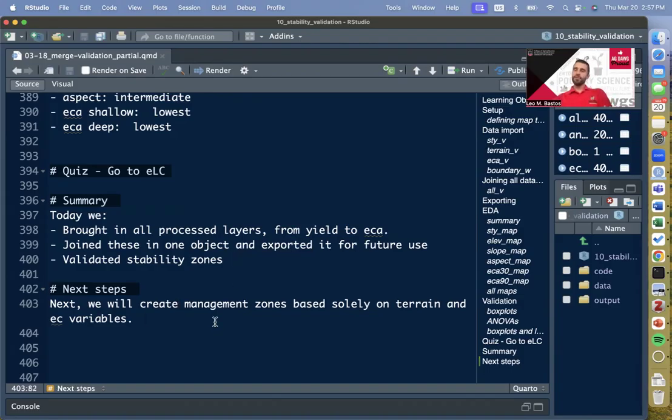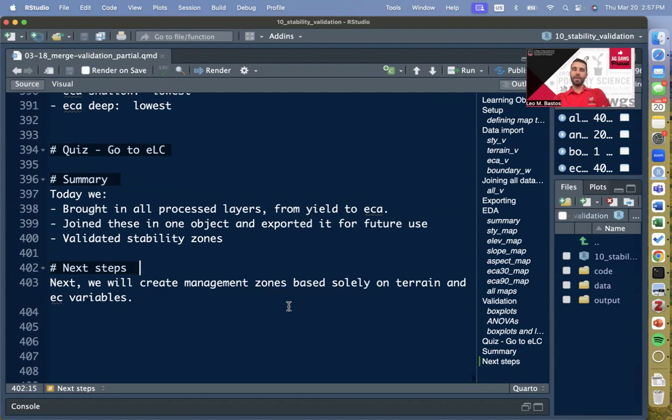All right, so again, our next step now is going to be to create management zones based solely on terrain and EC variables, so ignoring yield data at this point. Okay, so make sure you save your script. You can close this RStudio window if you wish. We're not going to be using this project anymore.